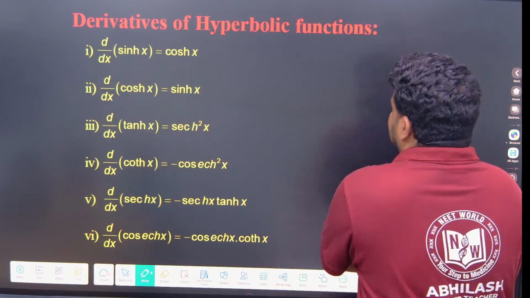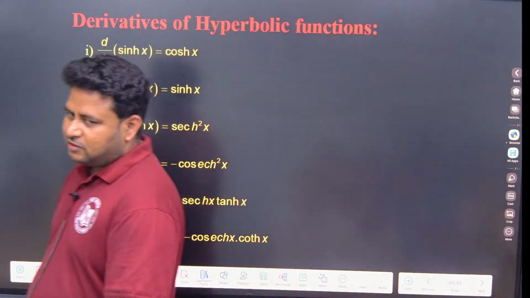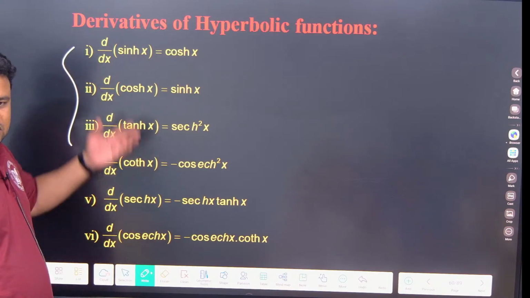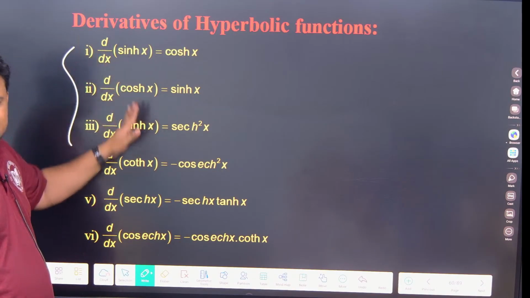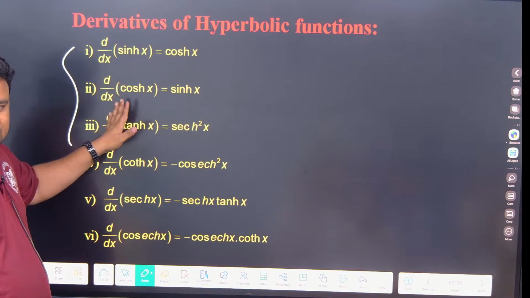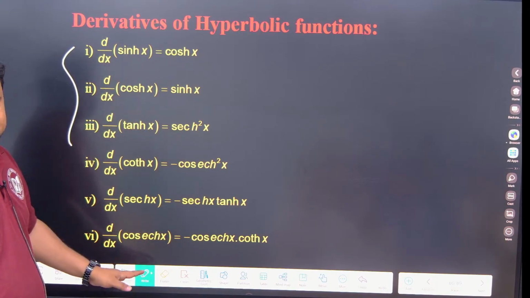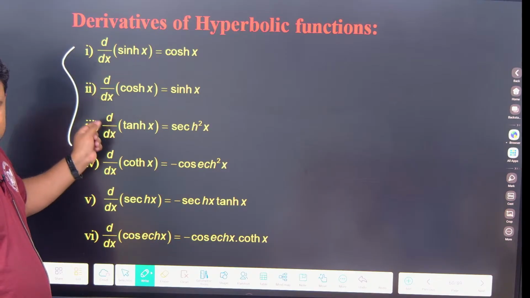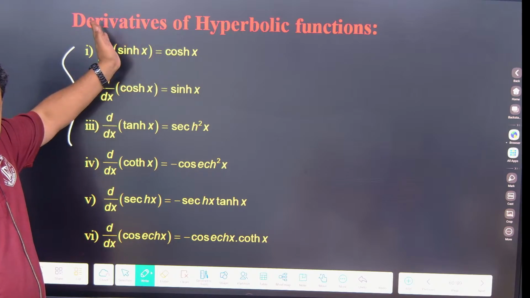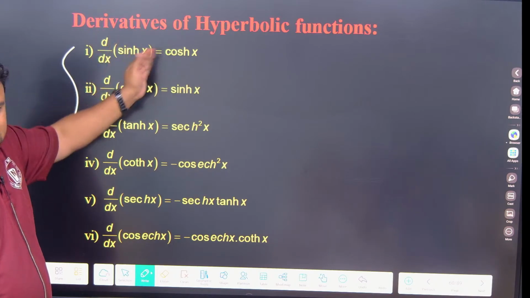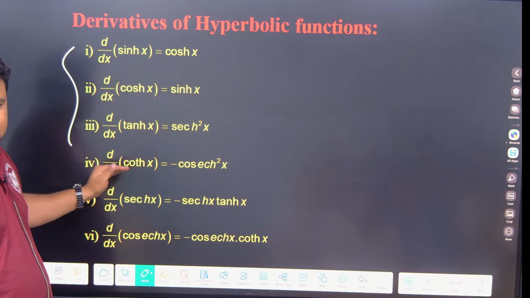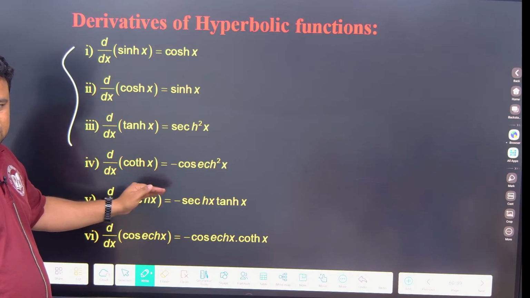Next one. Hyperbolic functions. Usually they don't ask hyperbolic functions, but you must know. Okay, so you have to remember the first three. d by dx of sin hx is cos hx. Cos hx is sin hx. There is no negative sign here. Tan hx is secant h square x. So there is no negative sign here, but for all the remaining three there is a negative sign. Okay, sin, cos and tan have no negative sign, and the derivative is the same as the normal trigonometric function. Sin is cos, cos is sin, but there is no negative sign. Tan is secant square, but here cot h is minus cosecant h square x. Cosec h is what?